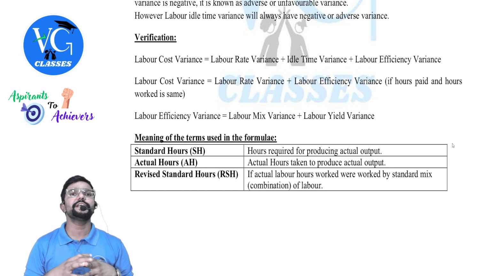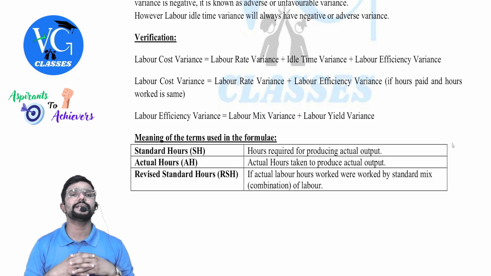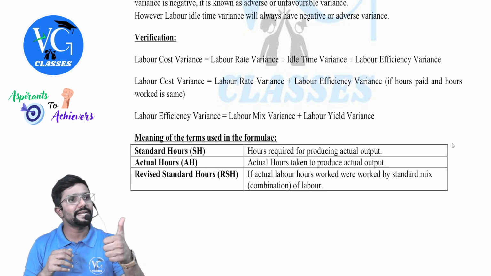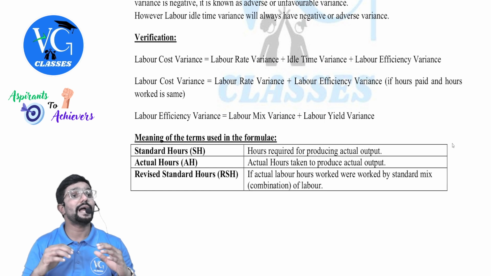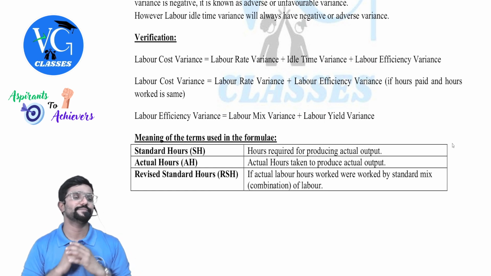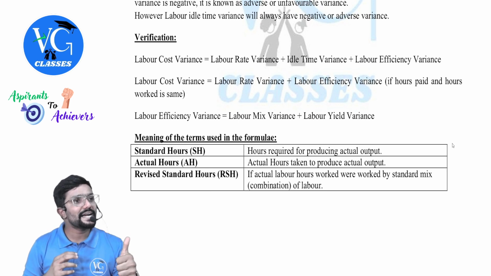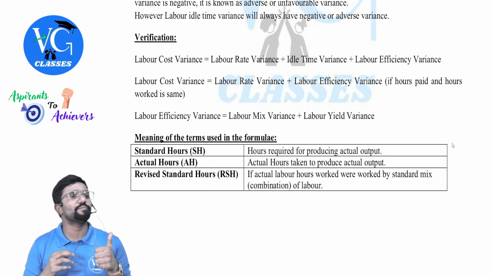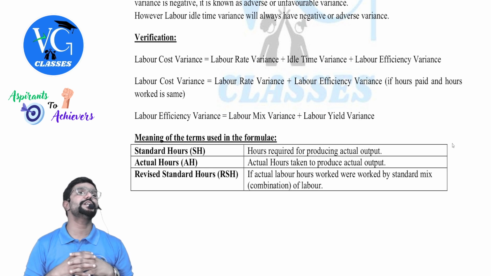Now, this is subdivided into two: labor rate and efficiency. What is the formula to calculate labor rate variance? Standard rate minus actual rate into actual hours spent. Coming to efficiency variance: standard hours for actual output minus actual hours worked into standard rate.